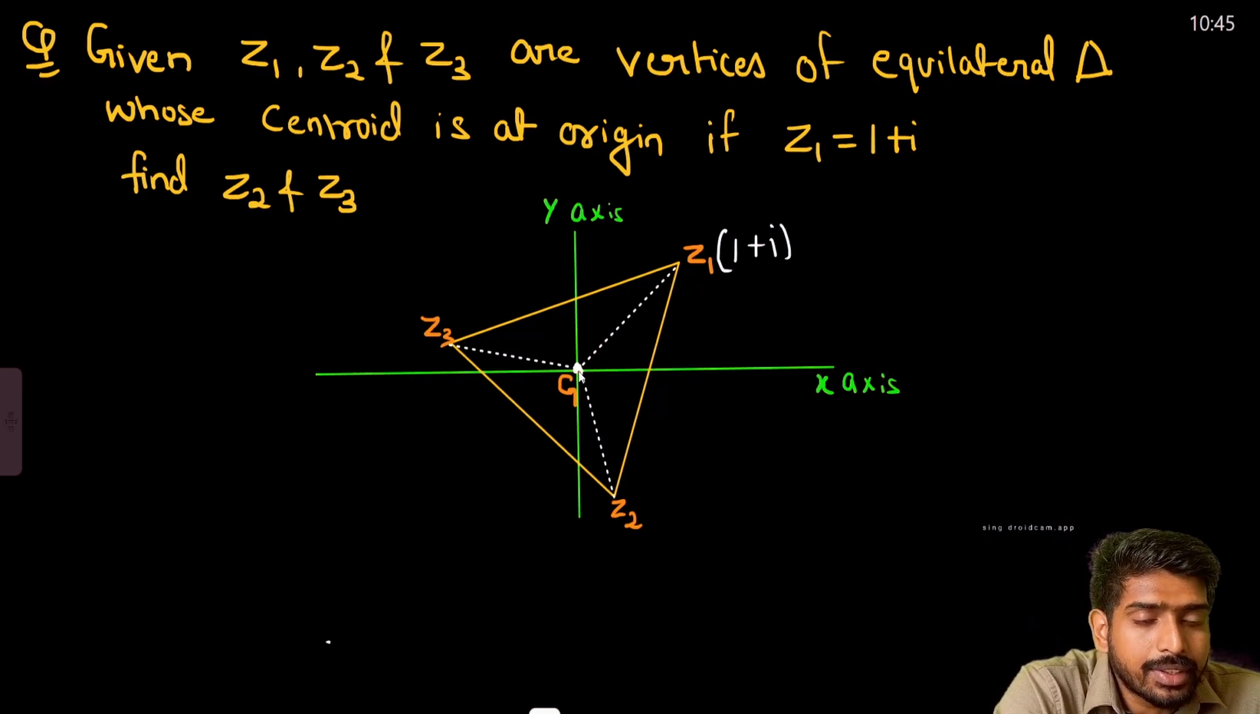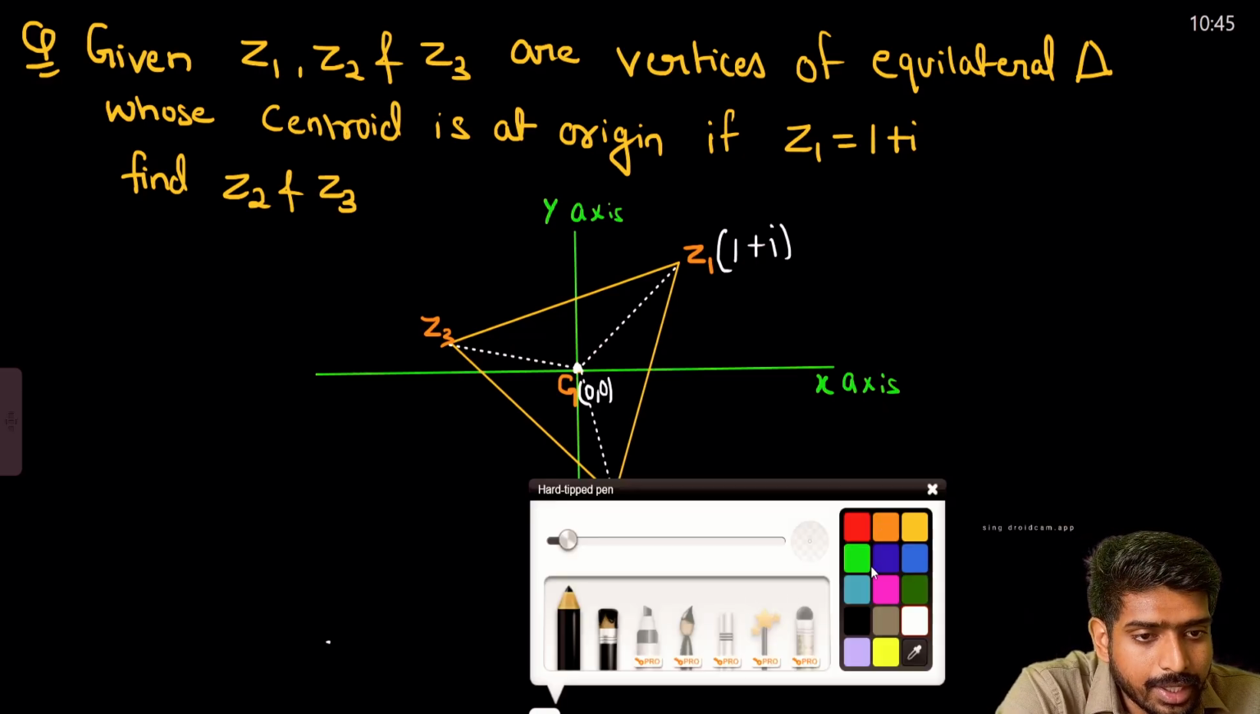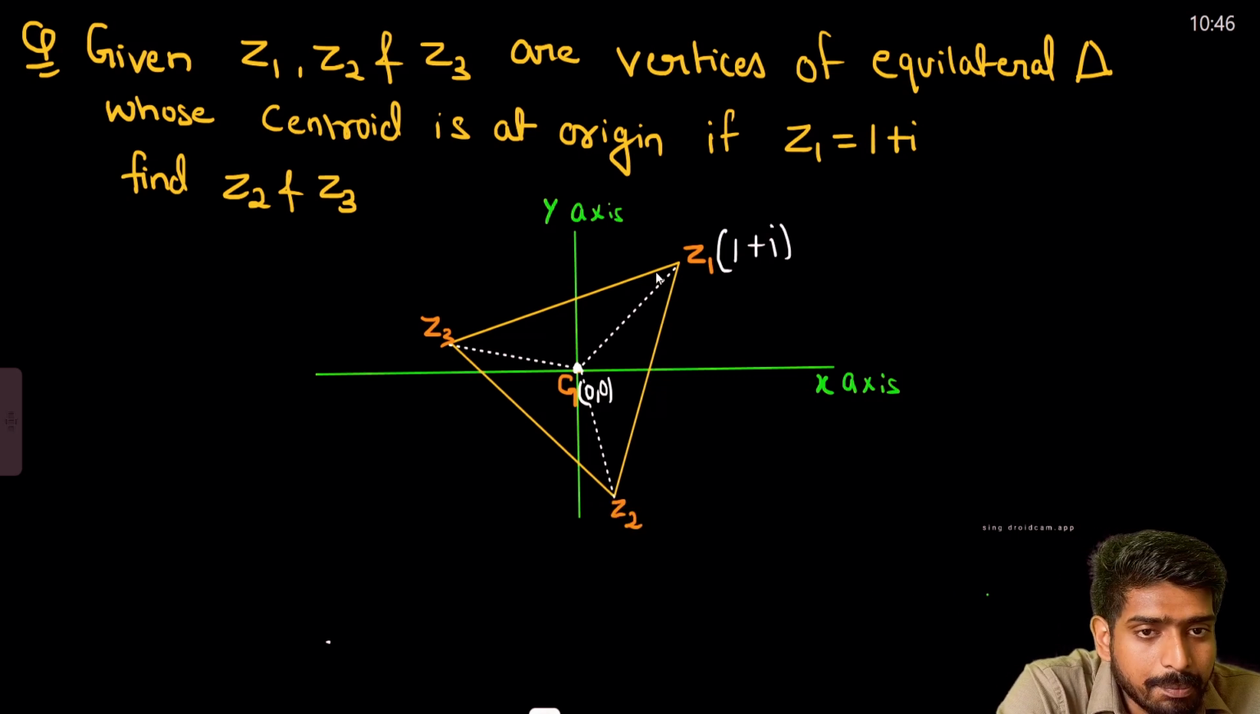And one more thing, they have given the centroid of this triangle, which is at the origin, that is 0, 0. Now, it is an equilateral triangle, so all the angles will be 60, 60, and 60. This complete angle is 60 degrees, so half of this will be 30 degrees. Similarly, this also will be 30 degrees.